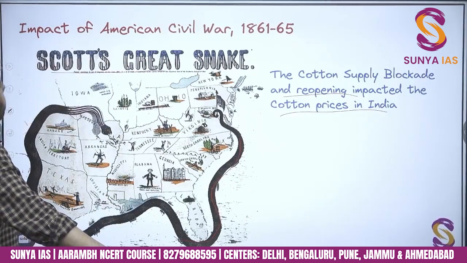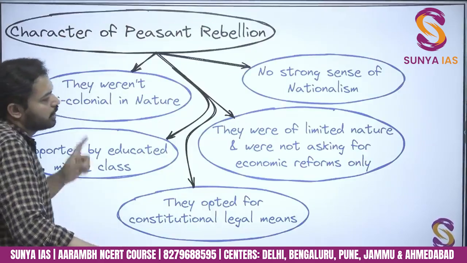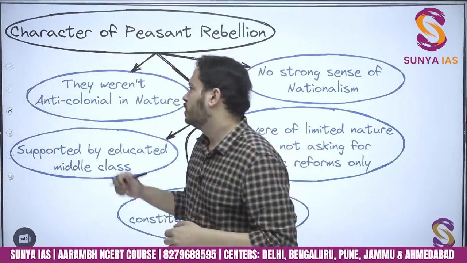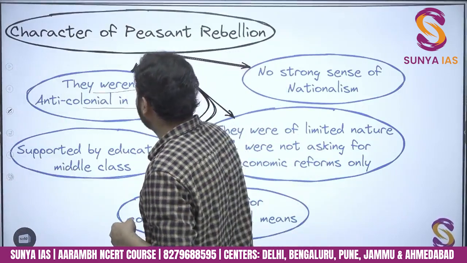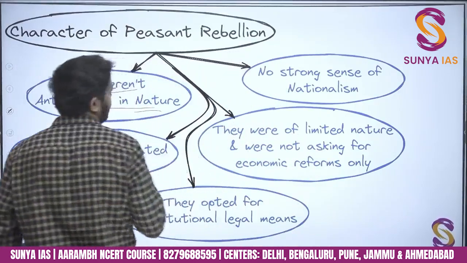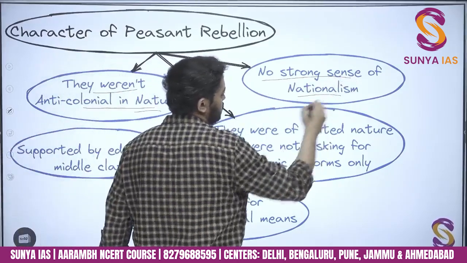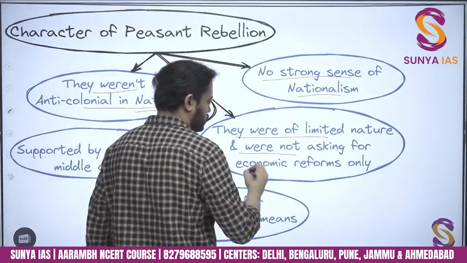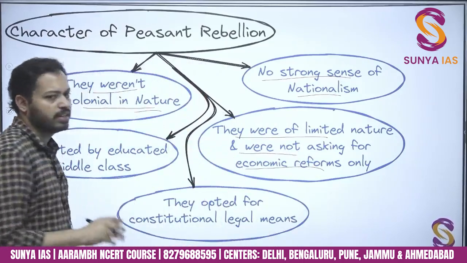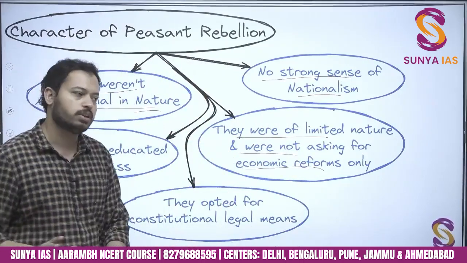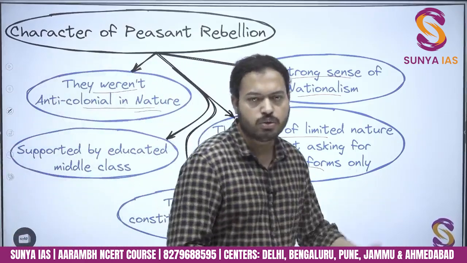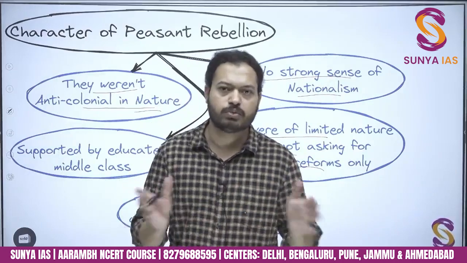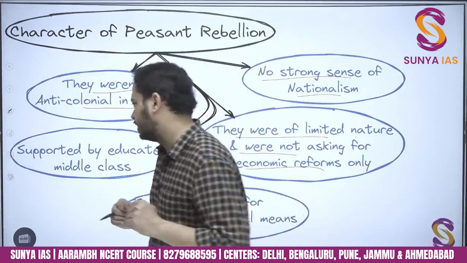Now, the characteristics of the peasant rebellion are also important. They weren't anti-colonial in nature. First of all, there was no strong sense of nationalism. They were of limited nature and all they were asking for was economic reform or economic relief, and that's it. They were not asking for dominion status or that the British leave so that we'll be ruling ourselves. These kinds of things were not talked about. So you have to keep that in mind.